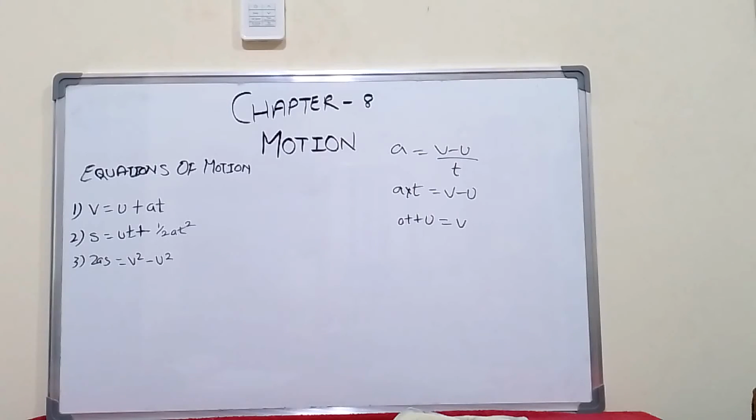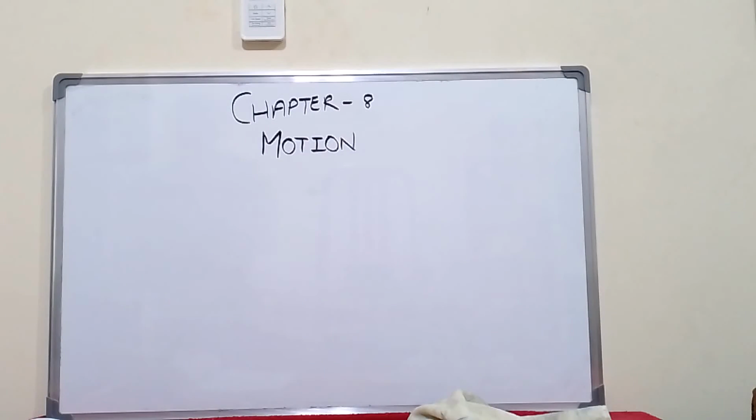Now we'll be moving to the last topic of our chapter, that is uniform circular motion. So what is uniform circular motion? What is circular motion? The motion of an object in a circular path. So when you are moving in a circular path, it is called circular motion. And when the speed is uniform, which means you're covering equal distance in equal intervals of time, it is a uniform motion. So when you're covering circular motion with a constant speed, it is called uniform circular motion.